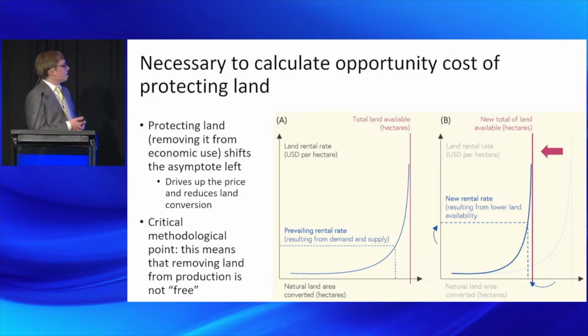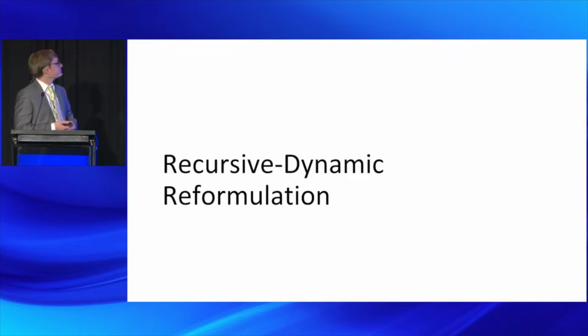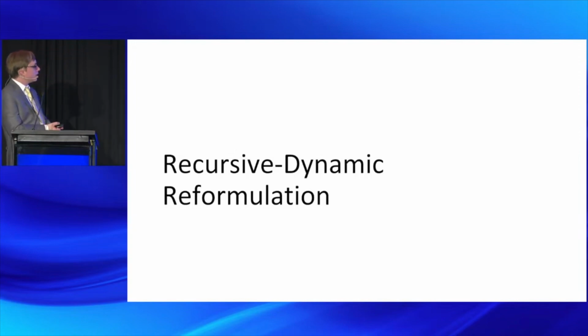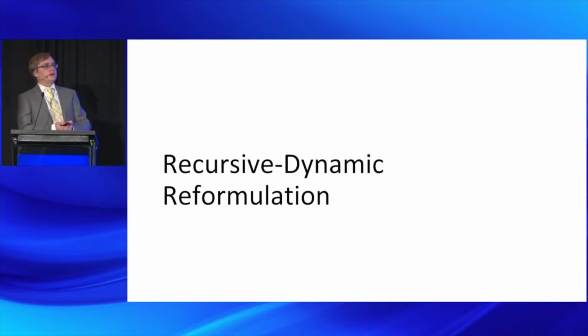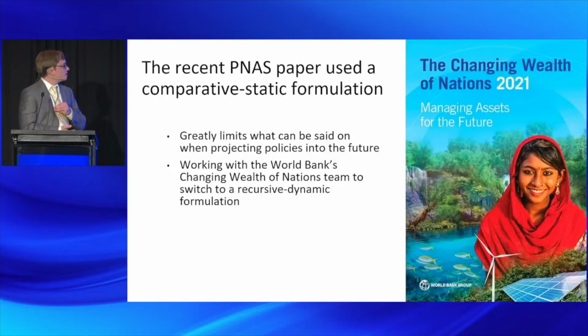The critical methodological point here is that this means that removing land from production is no longer free, which has been assumed in a lot of global conservation assessments. Okay, that's been the basis for the model that went into the article I talked about, but immediately upon setting down that path, wherein we created a comparative static model, we knew we needed to have a recursive dynamic model, but we just broke it off into chunks. So now I want to talk about the next step of the model.